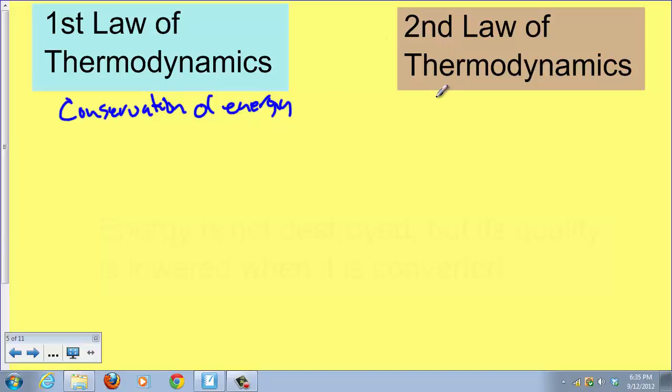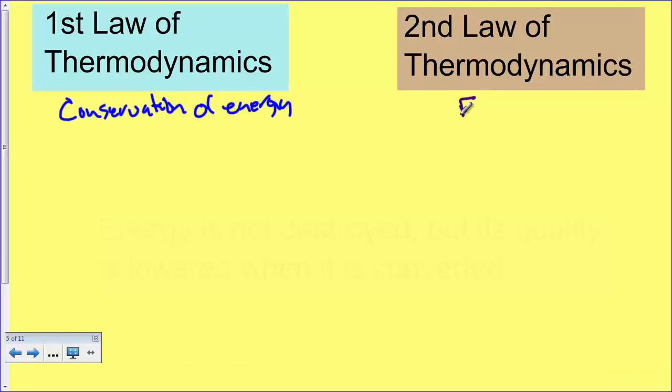Now, if you recall, what does the second law of thermodynamics say? If we had to sum that up in one word, we would say that was entropy. But really what that means is that we're going from high quality energy to low quality energy. In other words, we're going from something like chemical energy into heat energy, or we're going from electrical energy, and some of that is lost as heat energy.